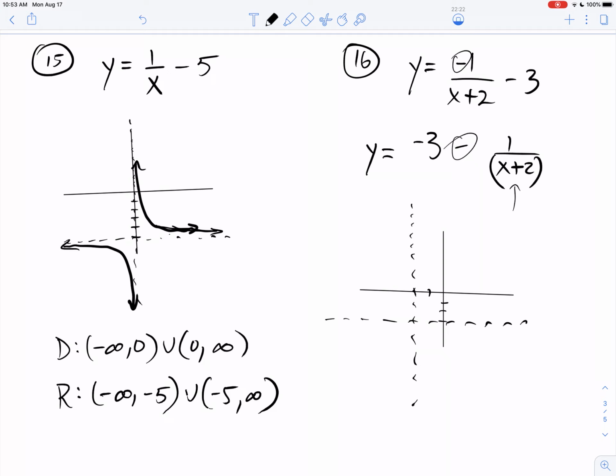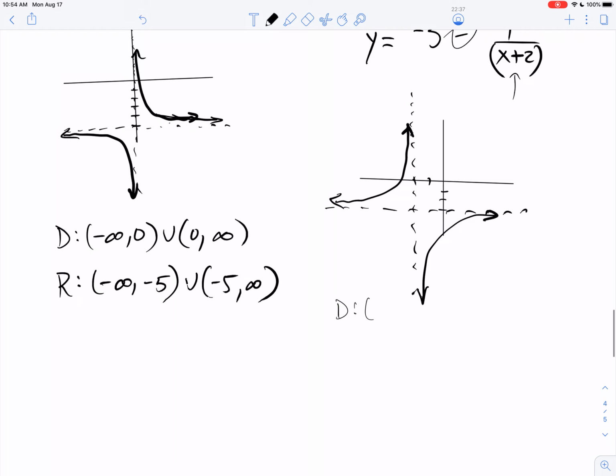Negating the part that has the variable. So what's up is down. And what's down would now be up. Okay. Domain. It goes, oh my gosh, my pen's getting iffy. It goes left forever. It has a break in the action at -2. Unified with -2 to infinity.